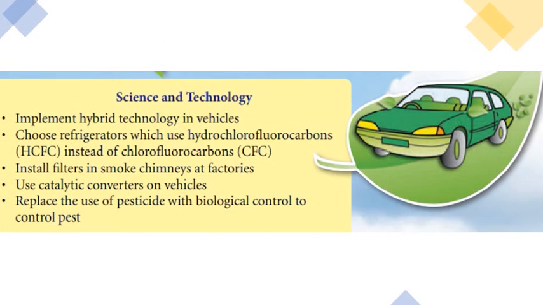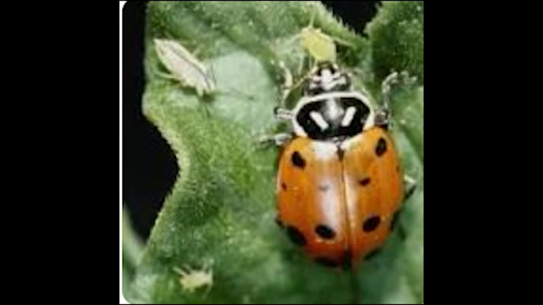To reduce the effect of air pollution caused by pesticide, we can replace the use of pesticide with biological control to control pests. Biological control is the management of a pest through the use of their natural enemies or biological control agent. A biological control agent is an organism such as a virus or an insect. Biological control controls the pest without chemical pesticides. For example, the gardeners introduce ladybugs into their gardens to control aphids colonies.